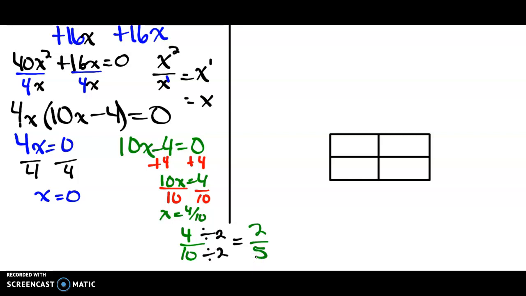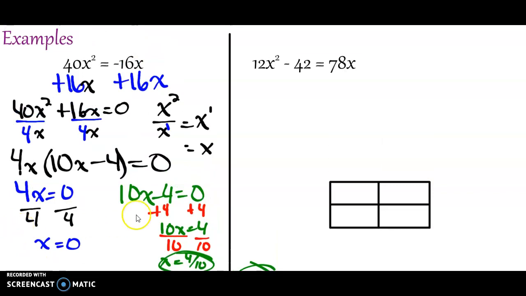So that is your second answer. 4/10, but we simplify it to 2/5. So your answer is x equals 0 and x equals 2/5 when we simplify 4/10. Next example, we have 12x squared minus 42 is equal to 78x. Again, first step says to set it equal to 0.